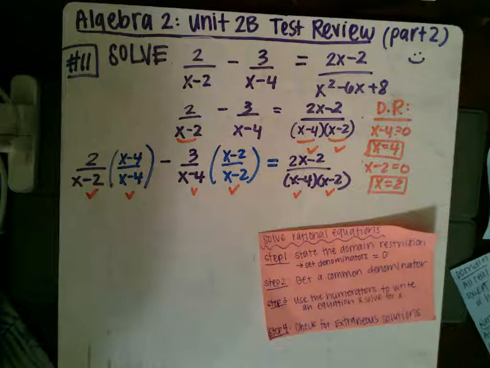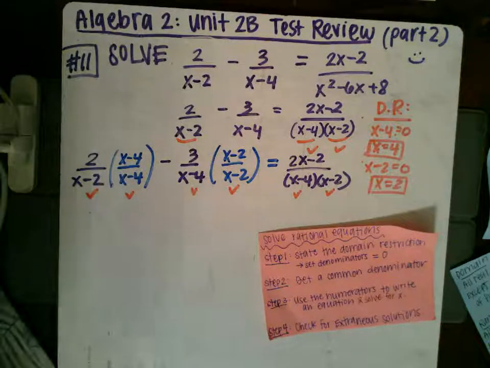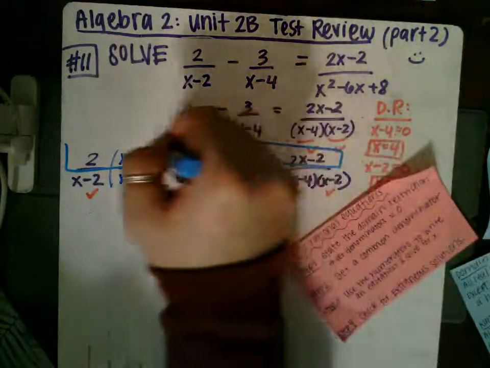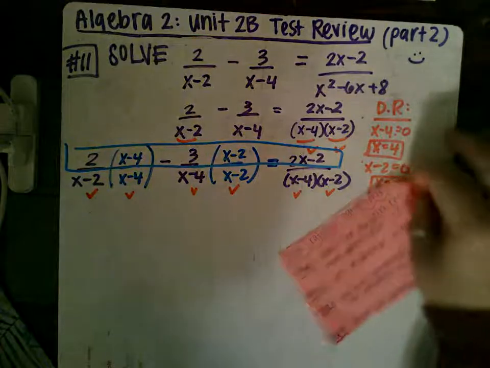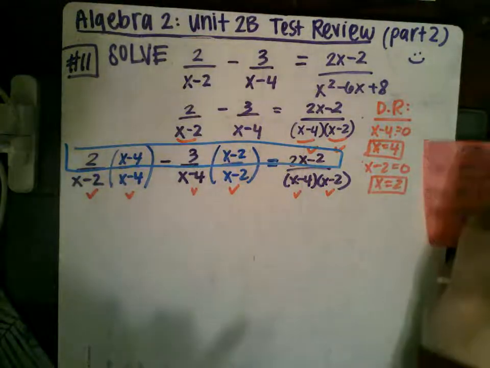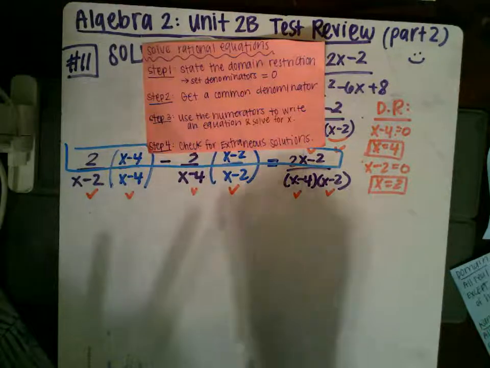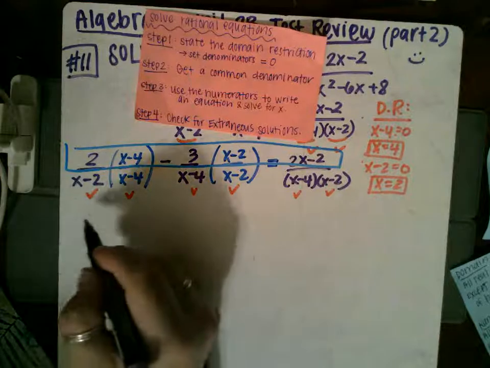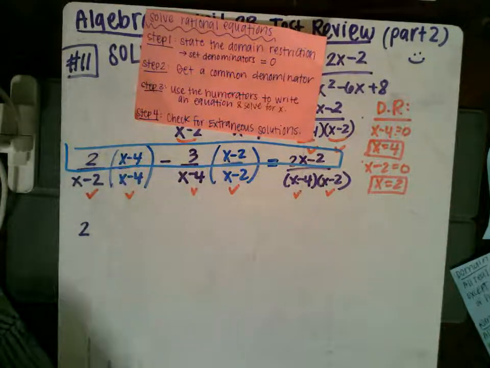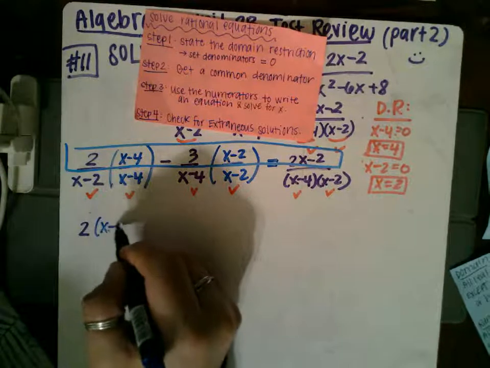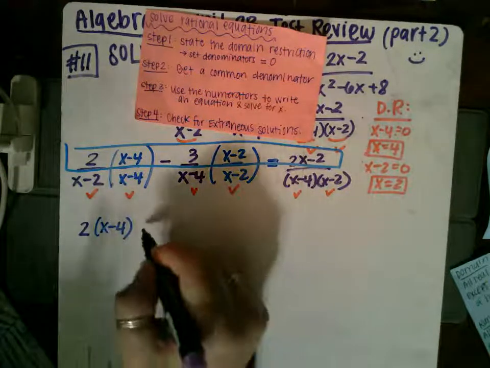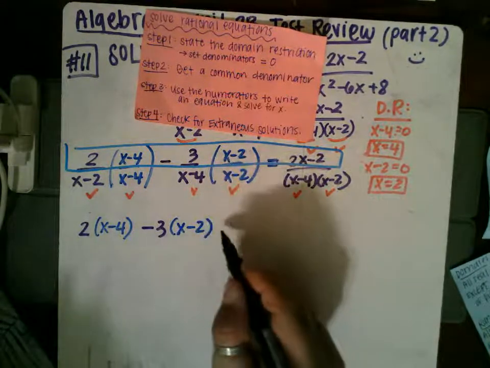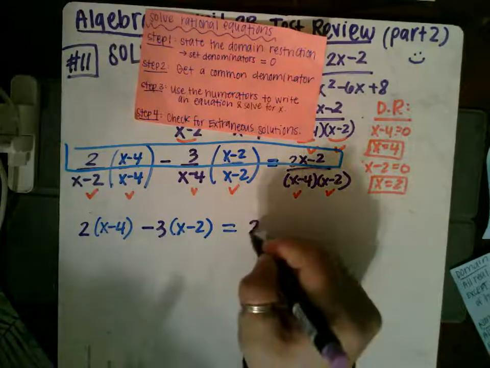Step 3 says to use the numerators to write an equation and solve. So that's where I would zoom in on just the numerators and solve for x. Step 3, use the numerators to write an equation and solve. And I like to write it exactly as is. So 2 times x minus 4 minus 3 times x minus 2 is equal to 2x minus 2.